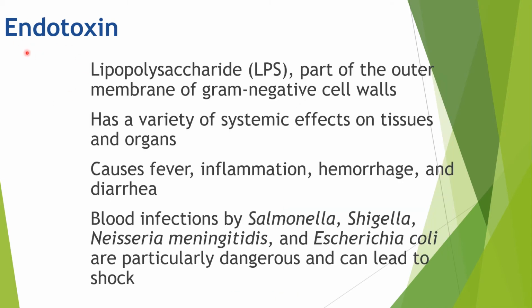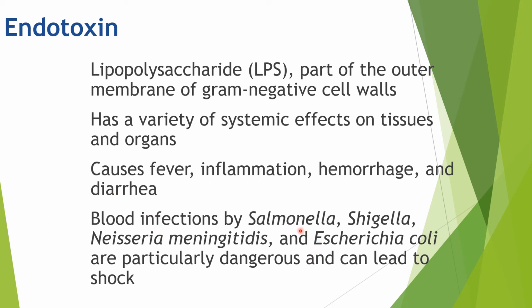Now, when we refer to endotoxins, endotoxin is basically a single substance, and it's within the lipopolysaccharides. It's basically the lipopolysaccharide part within the gram-negative bacteria, in the outer membrane of gram-negative bacteria. So all gram-negative bacteria, by the way, are going to release the endotoxin. And these endotoxins can have a systemic effect on the tissues and on the organs. They can cause fever, inflammation, hemorrhage, and diarrhea.